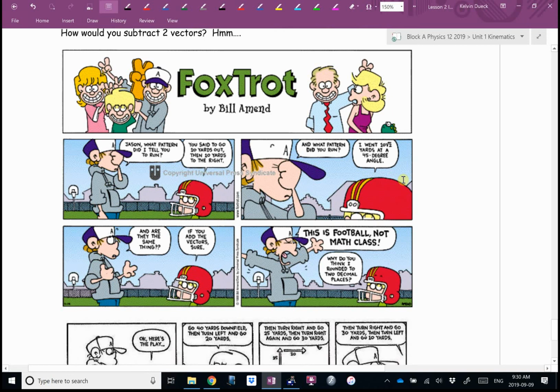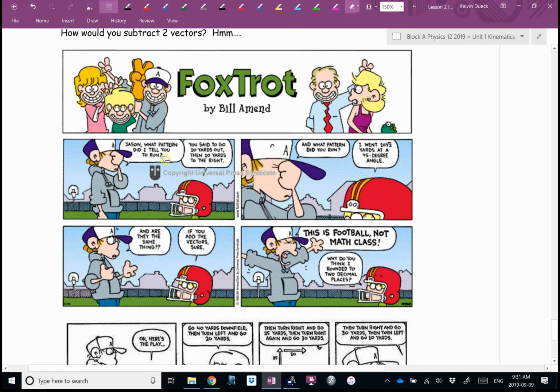I love Foxtrot Comics. The author, Bill Amend, actually has a physics degree. When he was in university in his physics classes, he was doing a lot of doodling, and his friend said, hey, those are funny, you should publish them. And so he's become a full-time comic strip publisher. The young boy in the family, Jason, is a physics nerd. I relate.